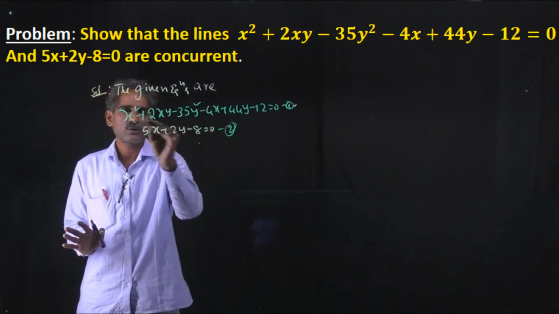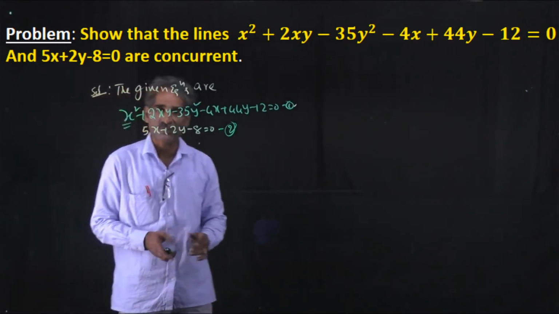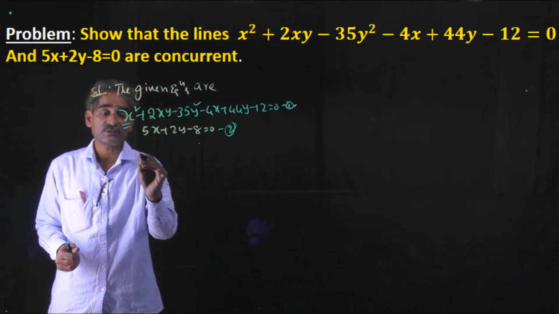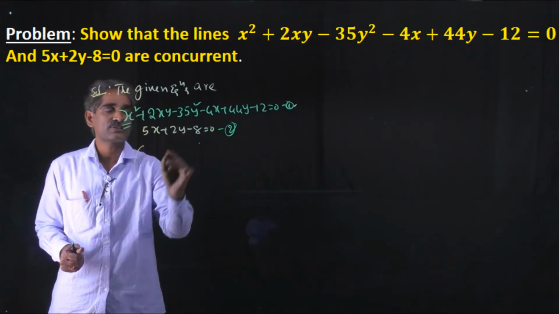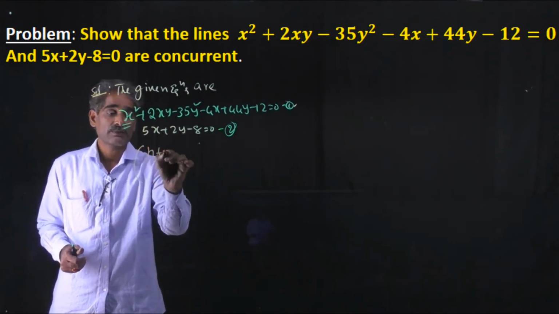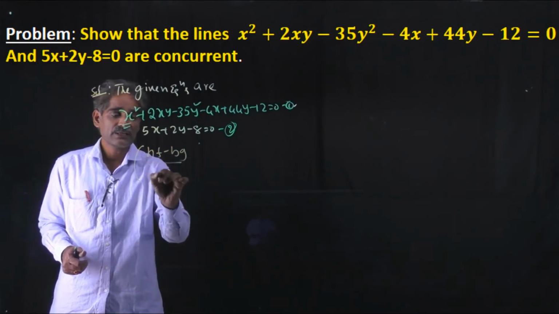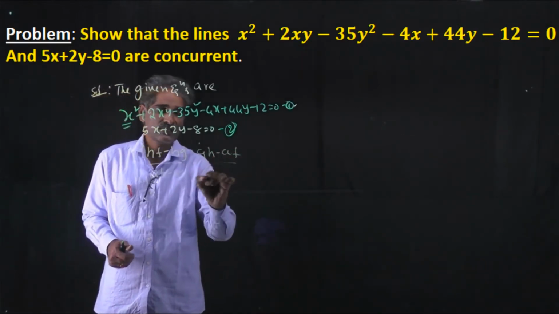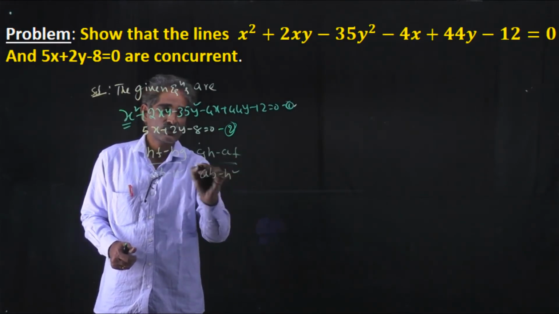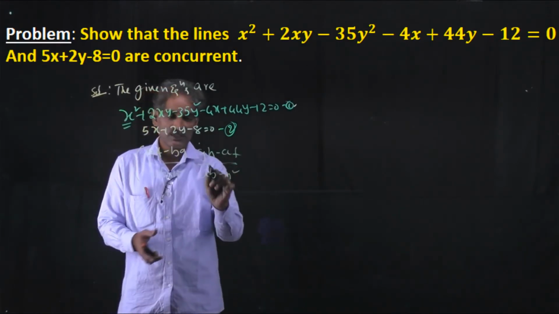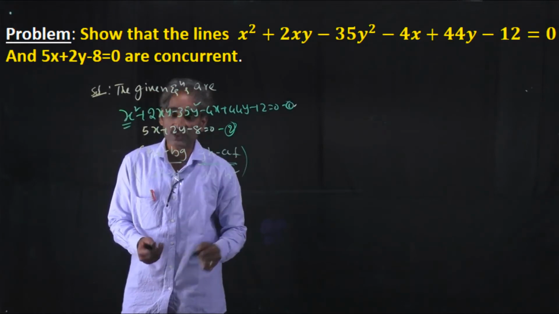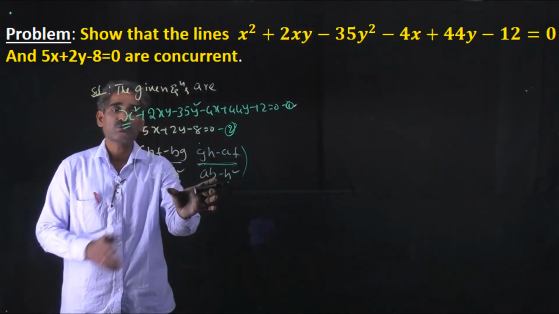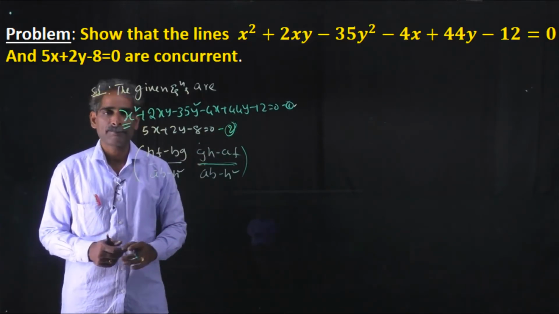Now first of all, find out the point of intersection of 1. What is the formula for the point of intersection? The coordinates of the point of intersection of 1 are (hf minus bg by ab minus h square, gh minus af by ab minus h square). In the previous session we discussed this theorem; we have a proof for this formula. With the help of this formula, find out the point of intersection of 1.